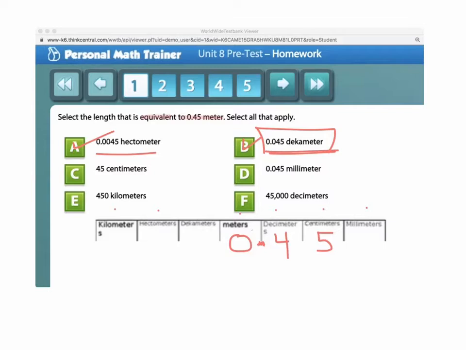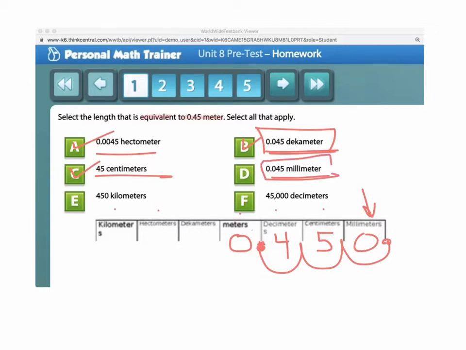For option C, it's 45 centimeters. So let's convert this to centimeters. You got your meters here. You're going over once and twice to centimeters, so it's 45 centimeters, and that also checks out. Let's try D, millimeters. Millimeters is right here, so I'm going to move it over once, twice, 3 times, put my place value there, so it should end up with 450 millimeters, and that is showing me is 0.045 millimeters, so this answer is not equivalent to 45 hundredths meters.